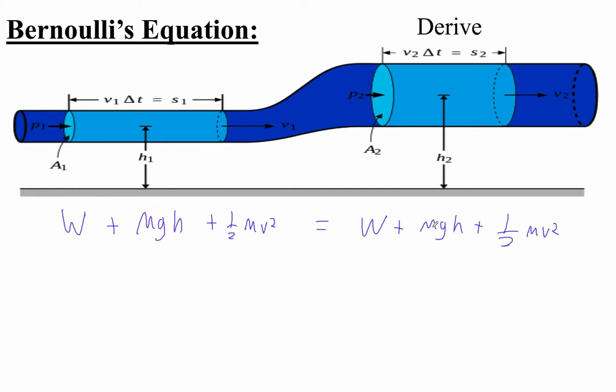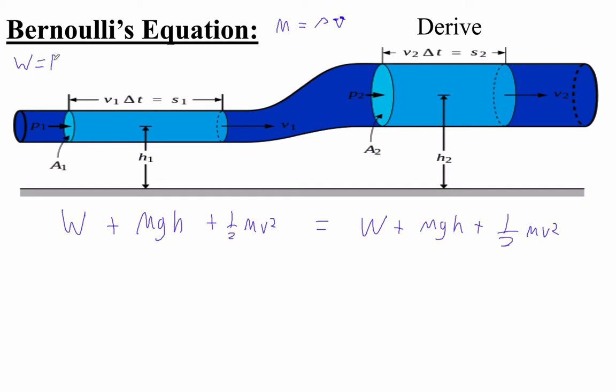Now, as far as mass goes, if this is some volume of stuff, the mass is just going to be the density times that volume. Since we have v's that are velocities and v's that are volume, I'm going to put the little serifs on there, okay? And then as far as work goes, work is tricky, right?